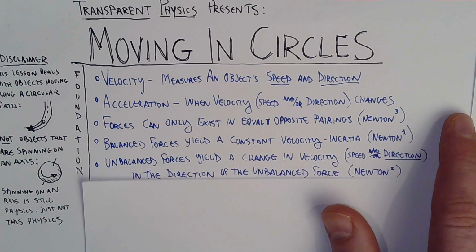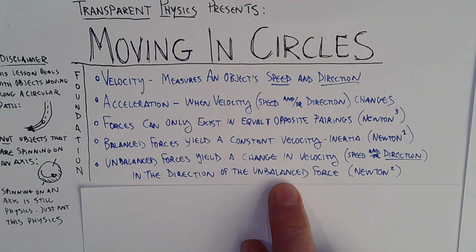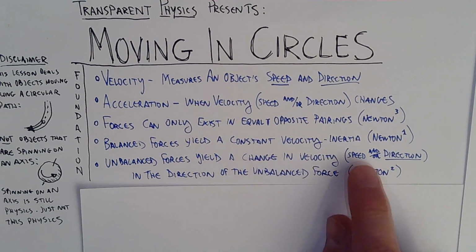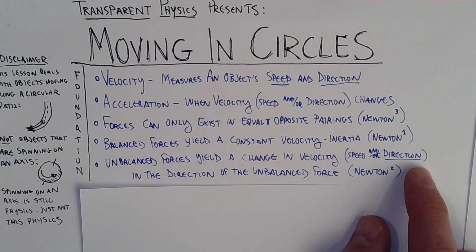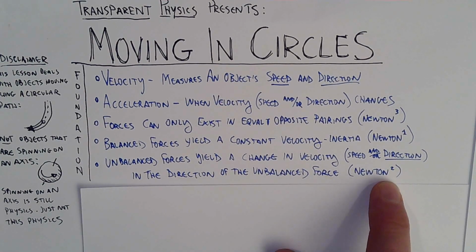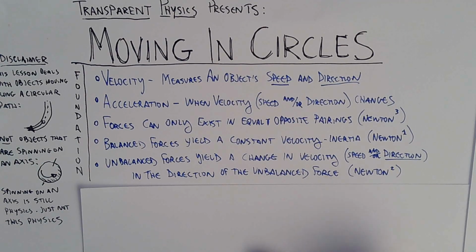Which brings us to the second law. The second law says unbalanced forces yield a change in velocity. Remember, a change in velocity can be speed or direction, speed and direction. The focus for us is going to be direction here, not speed, really, in the direction of the unbalanced force. So you're going to have a change in velocity in the direction of the unbalanced force, and that's Newton's second law. So those are the foundational skills that we'll need to build on for this lesson.